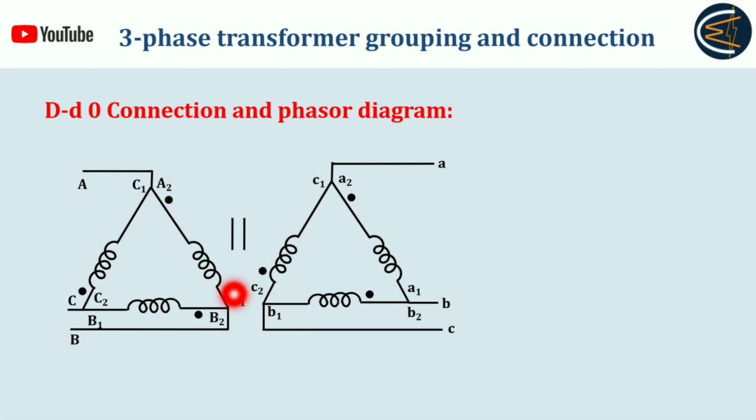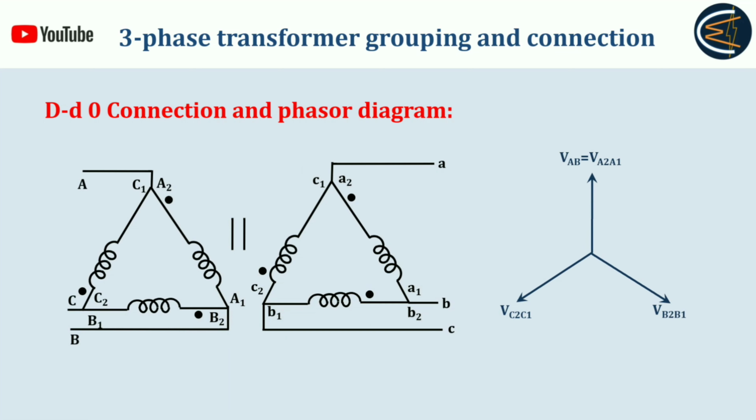A to A1 is here, similarly small a to small a1 is here. B1, B2 is here, similarly small b1, small b2 is here. So they are just symmetrical in nature. Okay, so that is just the way of representing the DD0 connection. Now let's see from the phasor diagram why is it called 0. That means why is there no phase displacement.